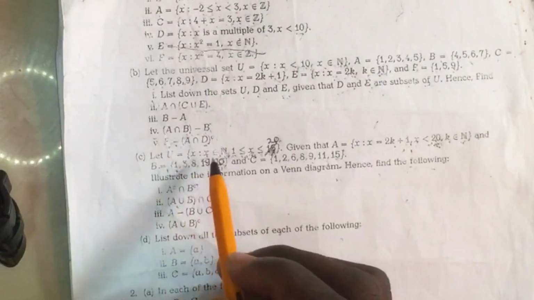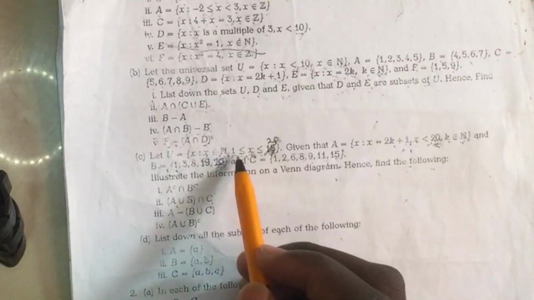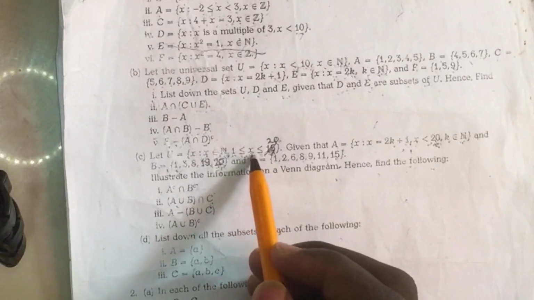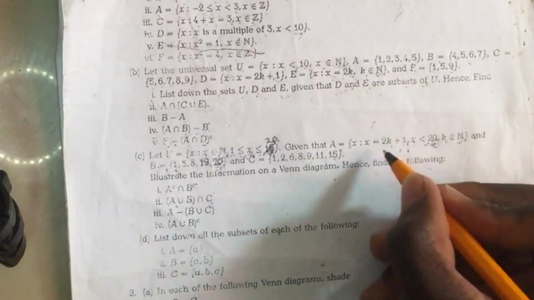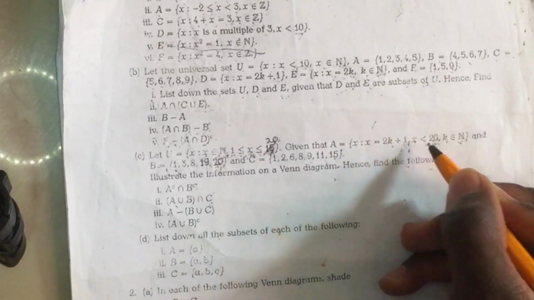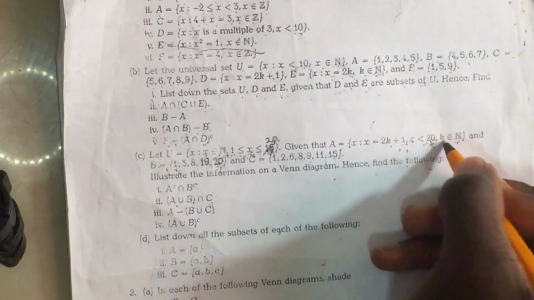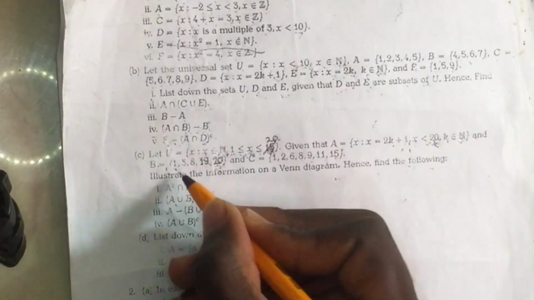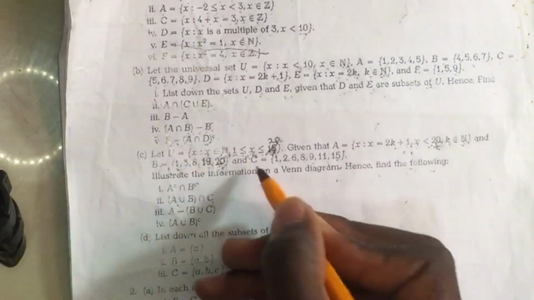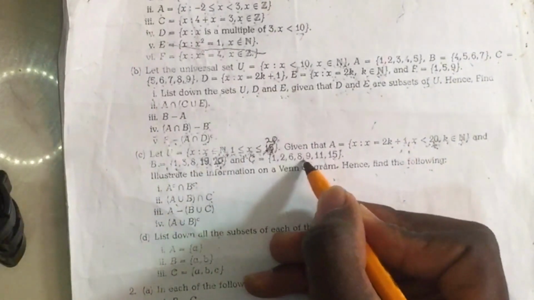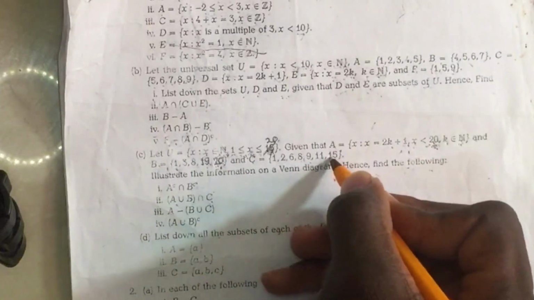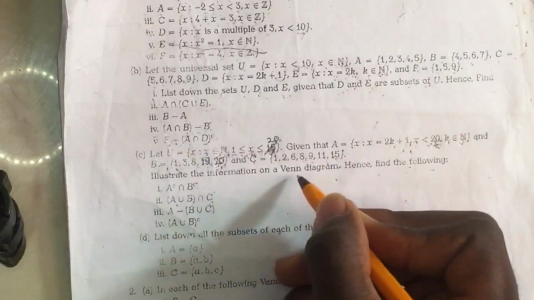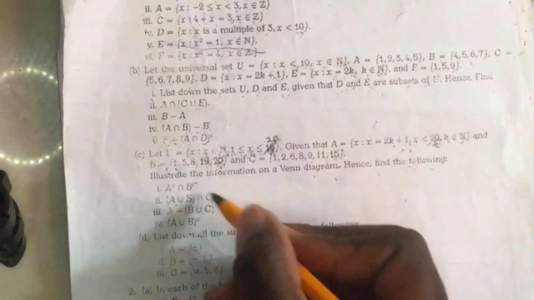So let U equal x is a member of natural numbers, 1 is less than or equal to x, and x is less than or equal to 20. Given that A equals x, where x equals 2k plus 1 and x is less than 20, k is a member of natural numbers, and B is 1, 3, 8, 19, 20, and C is 1, 2, 6, 8, 9, 11, 15. Illustrate the information on the Venn diagram, hence find the following.